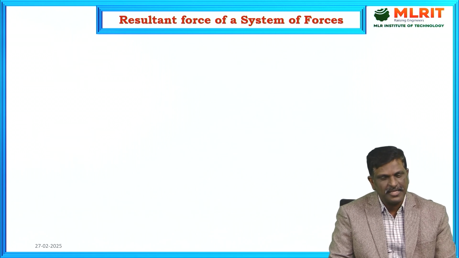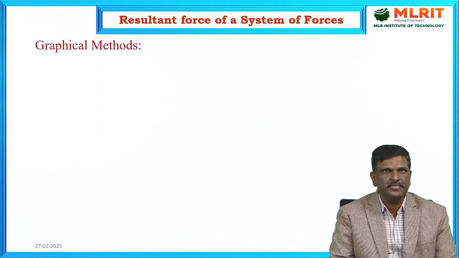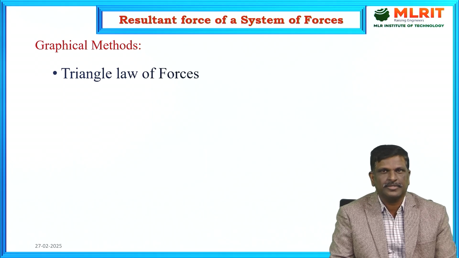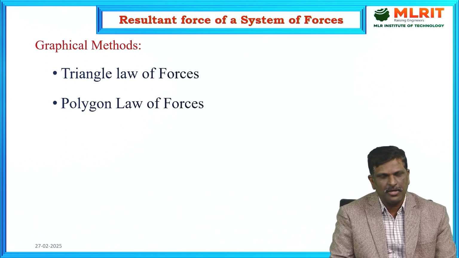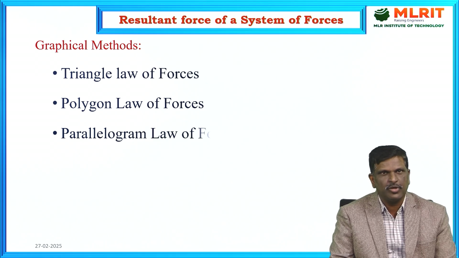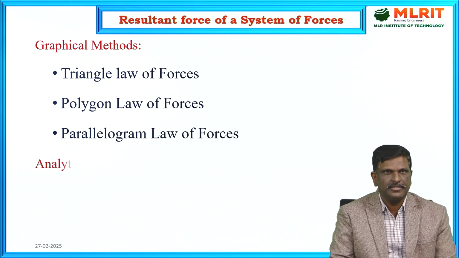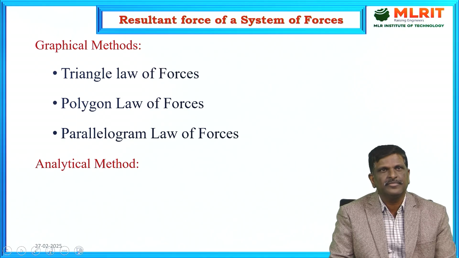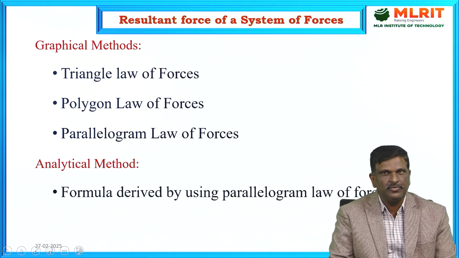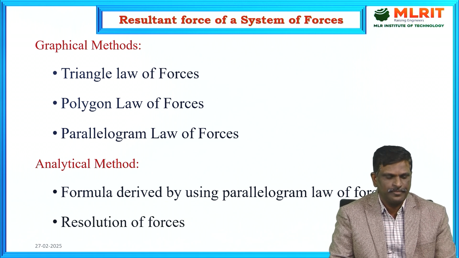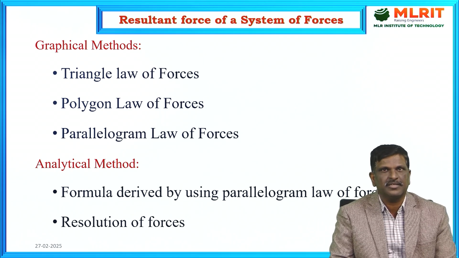To find the resultant of system of forces, we have two methods. One is graphical methods. In the graphical method, we have triangle law of forces, polygon law of forces, and also parallelogram law of forces. In the analytical method, we have a formula derived by using parallelogram law of forces and the method of resolution. These are the methods available for finding the resultant of system of forces. Let us see the triangle law of forces first.